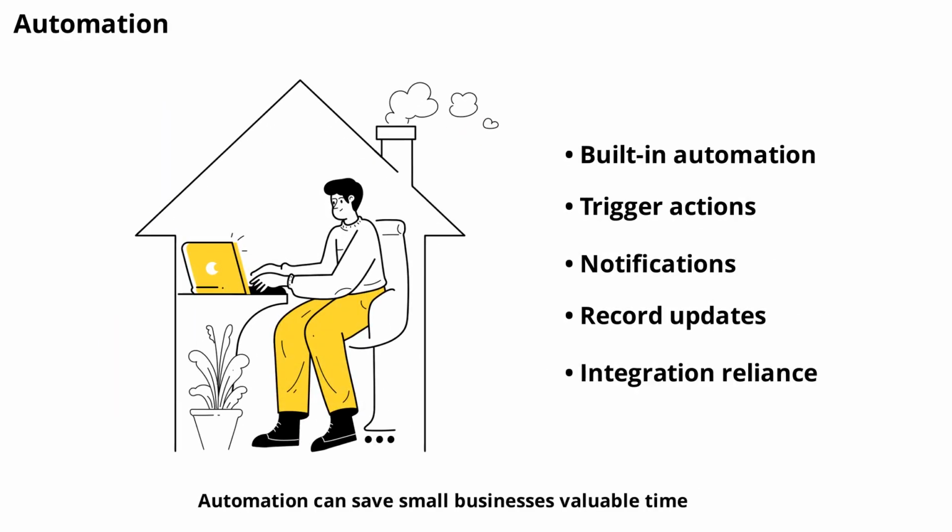Automation can save small businesses valuable time. Airtable offers built-in automation tools that trigger actions based on data changes, such as sending notifications or updating records. Notion's automation capabilities are more limited, relying on integrations with external tools. For businesses seeking to automate repetitive tasks, Airtable provides a more robust solution. We'll explore examples of automation in both platforms.